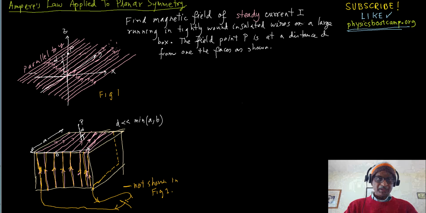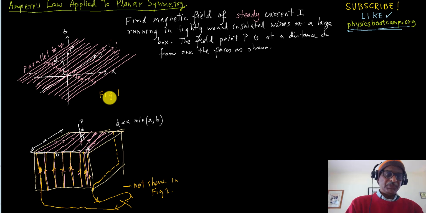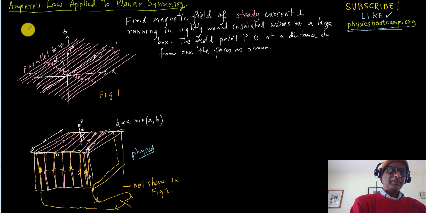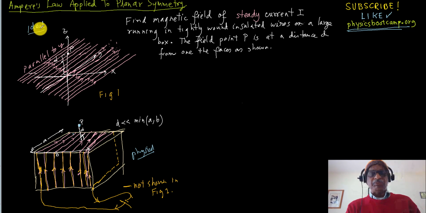Today we have another standard problem from Ampere's law applications. In this problem, this is the physical system, where you can think of a box where you wind wire on one side, and all the current is running in the same direction. Then you want the magnetic field at a distance d from the plane. So this will be physical, but this is the idealized version, which is what we're going to solve.